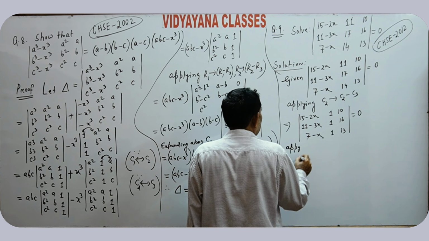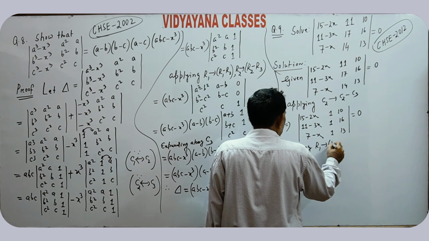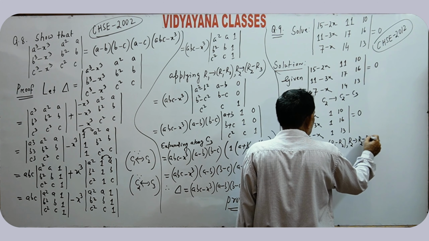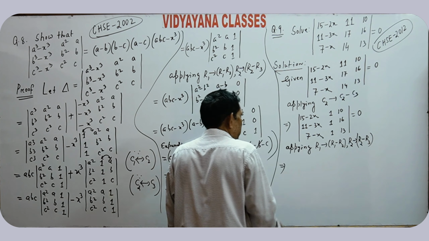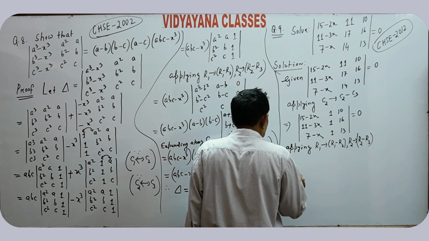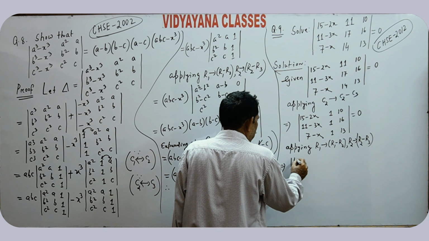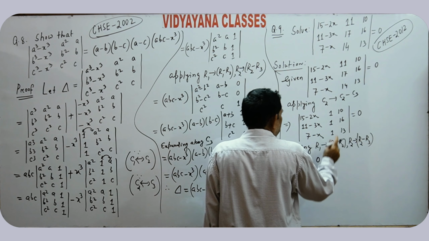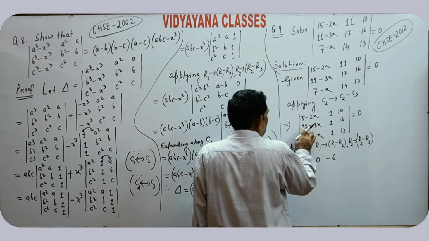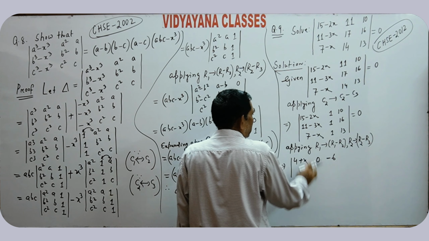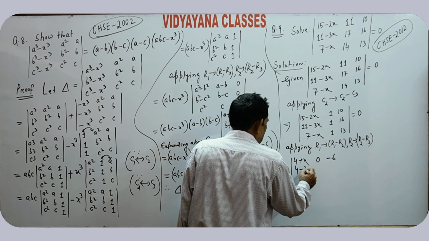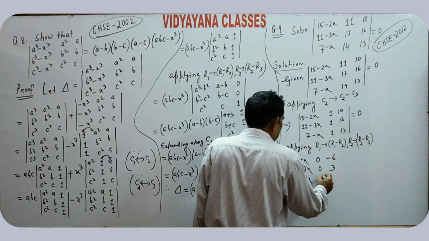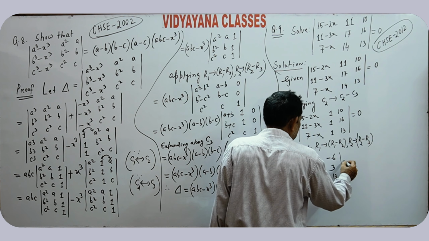Applying row 1 is replaced by row 1 minus row 2 and row 2 is replaced by row 2 minus row 3, it implies the determinant having elements 15 minus 11 that is equal to 4 plus x, 1 minus 1 that is 0, 11 minus 10, minus 6. 11 minus 3x minus 7 minus x that is 4 minus 2x, 1 minus 1 0, and it is 3, 7 minus x, 1, 13 is equal to 0.